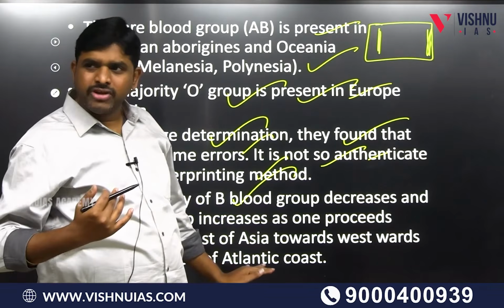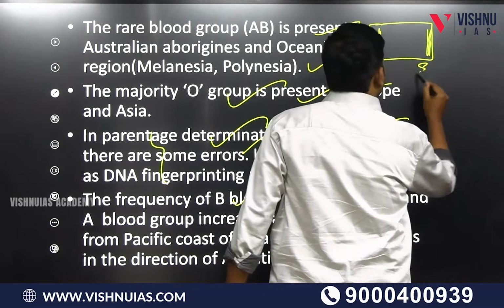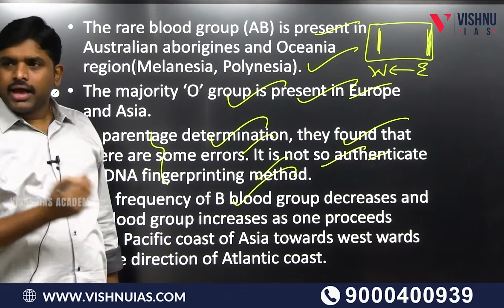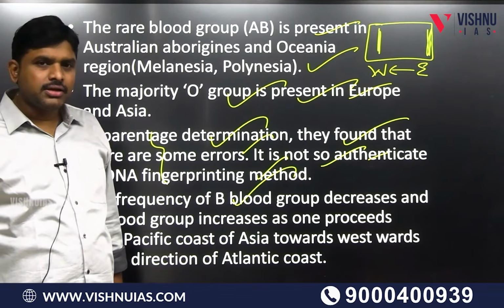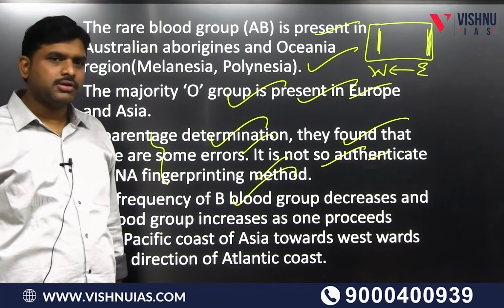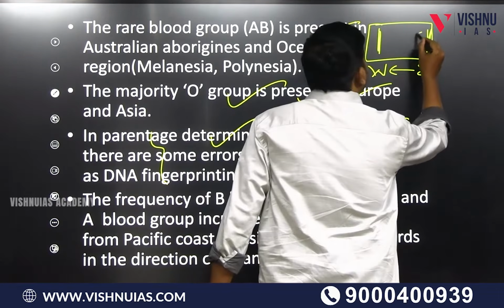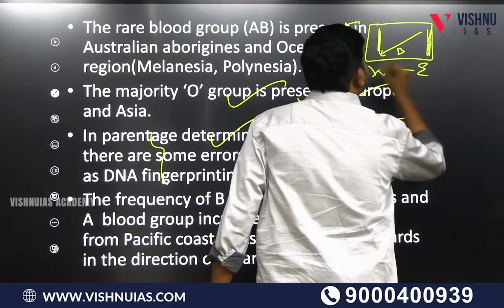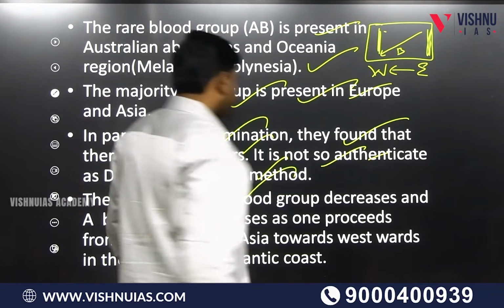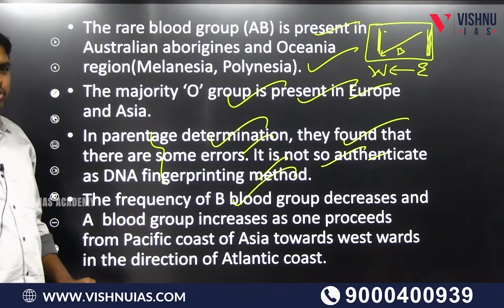Now I am moving from the Pacific Ocean to the Atlantic Ocean, from east to west. I am moving from east to west, from the Pacific Ocean towards the Atlantic coast. The frequency of B blood group is decreasing, and the A blood group is increasing as one proceeds from the Pacific coast towards the Atlantic coast.